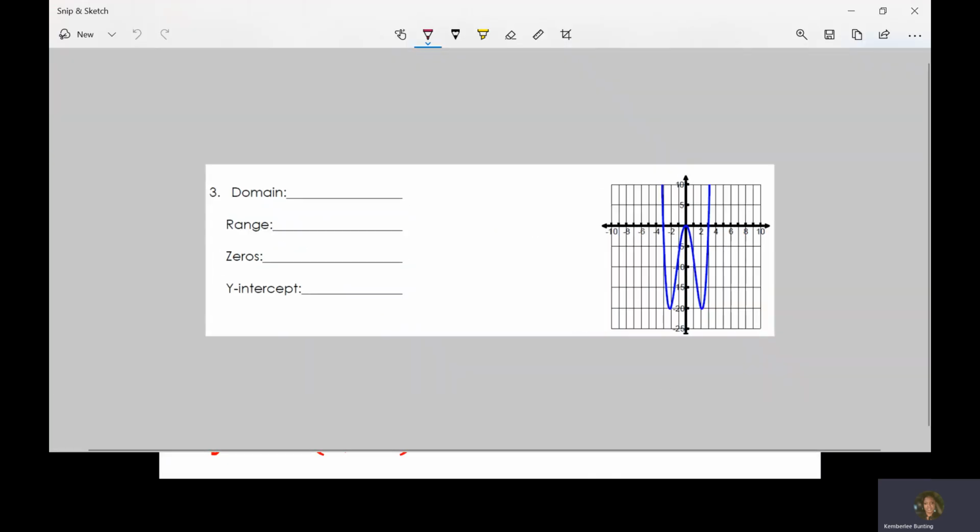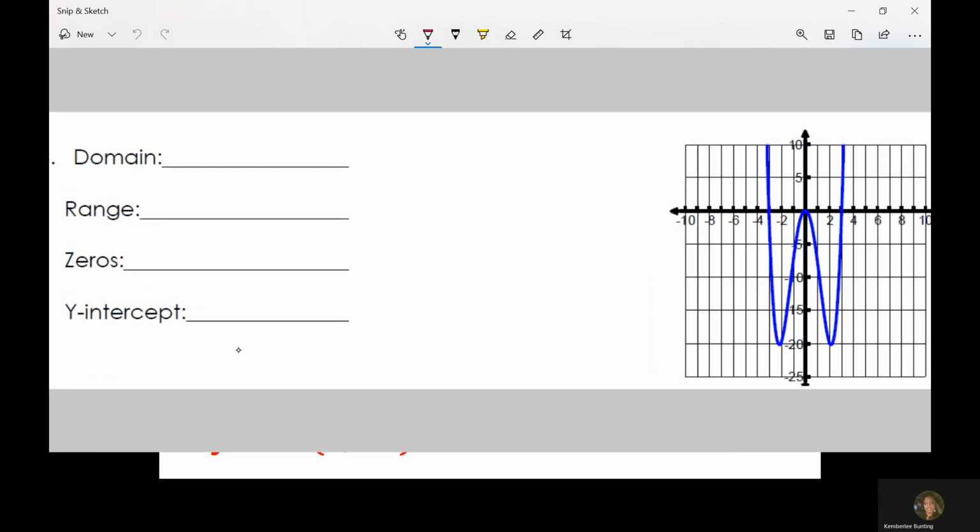Quickly, what is the domain? From negative infinity to positive infinity. What is my range? What is the lowest most point on this graph? Yeah, -20. And make sure you place a bracket around -20, because -20 is a part of the range, yes? And this function goes from -20 all the way up to what? Positive infinity. Remember, this goes up and up and up and up.